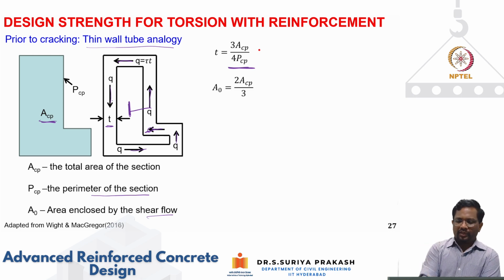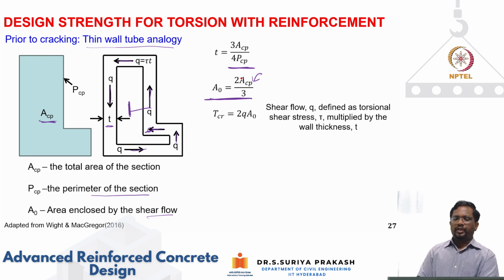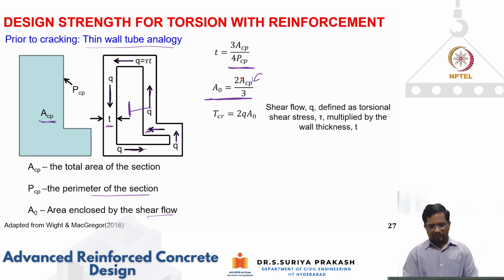Once you do that, the area A naught enclosed within this thin tube we can take as 2 times ACP by 3. So we know this solid area. If I want the area within the thin tube, I can take this as 2 into ACP by 3, and the thickness can be assumed as 3/4 of ACP by PCP, which is the area of the section divided by the perimeter of the section.